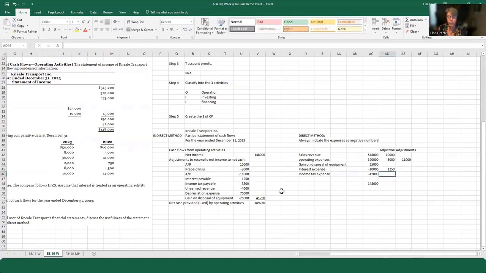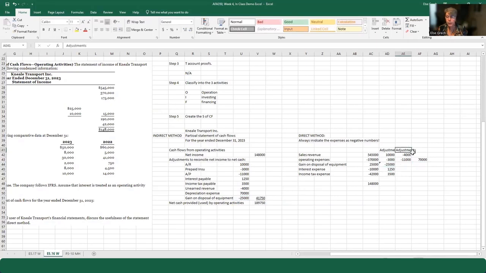Income taxes payable goes against the income tax expense. Now, where does unearned revenue go? Unearned revenue goes against the revenue. Whenever you see unearned revenue, it's going to go against the revenue. Depreciation expense is included in the operating expenses, so I'm going to put the depreciation expense right here. The gain on disposal, I'm going to put right there.